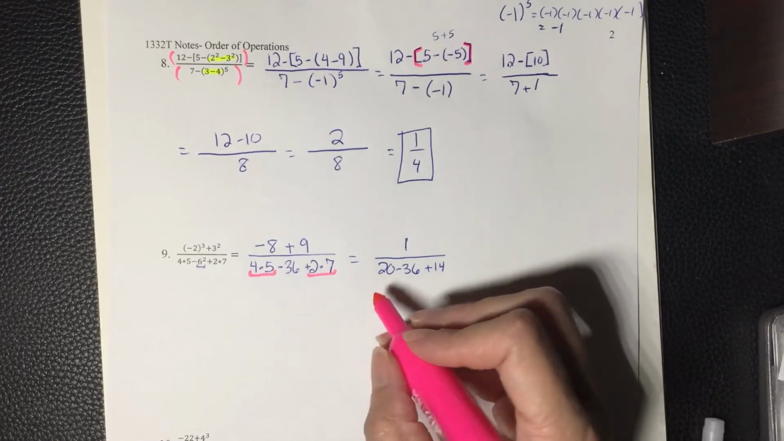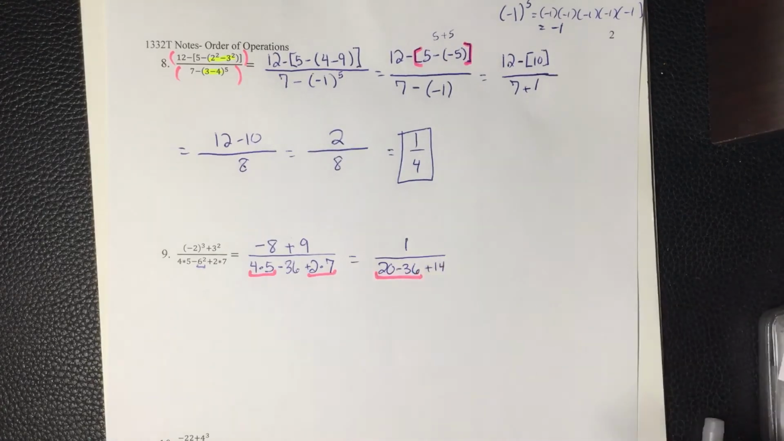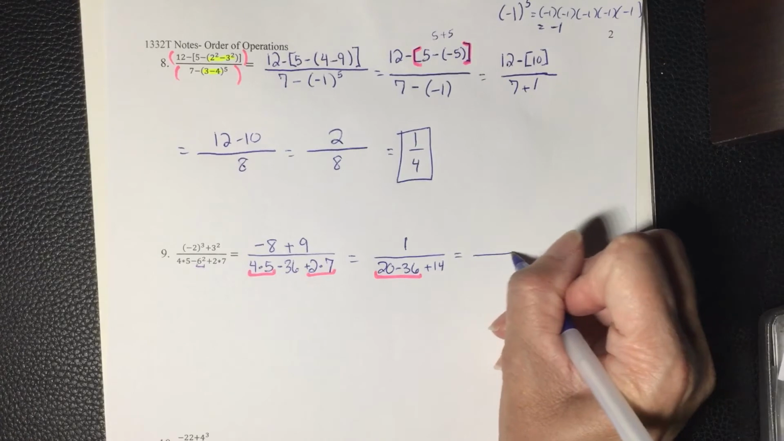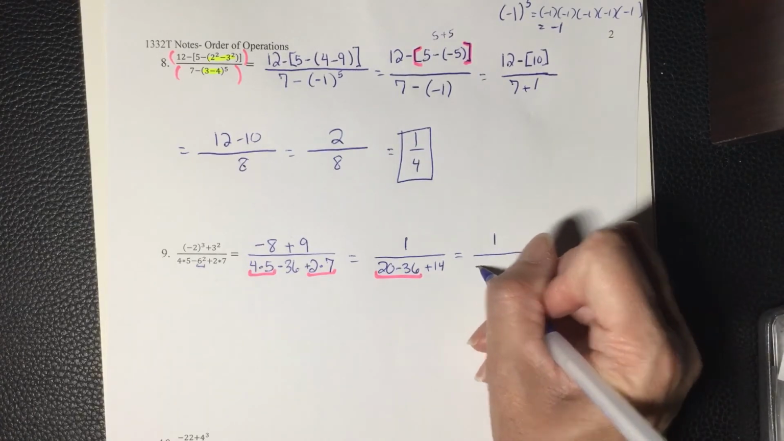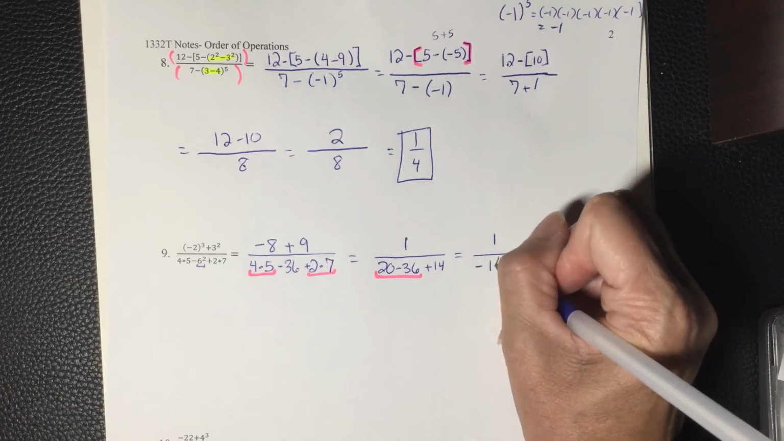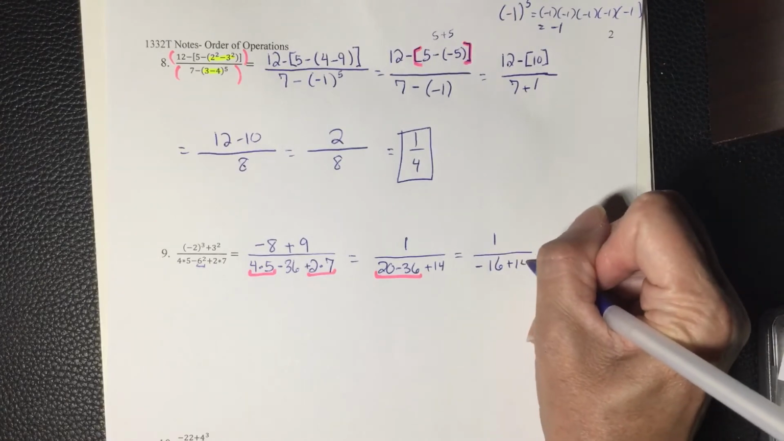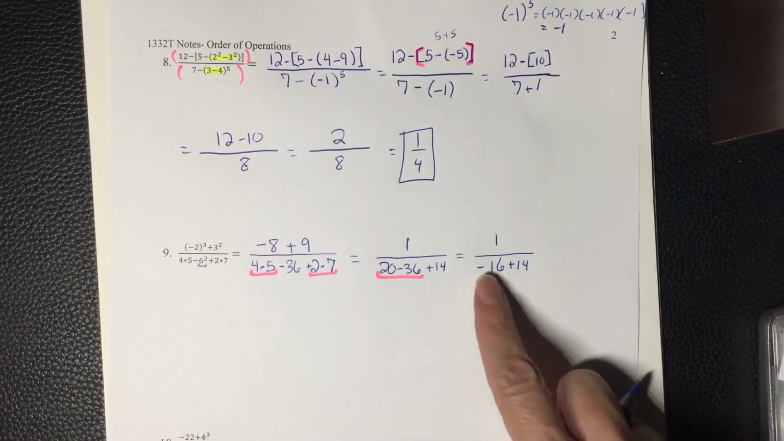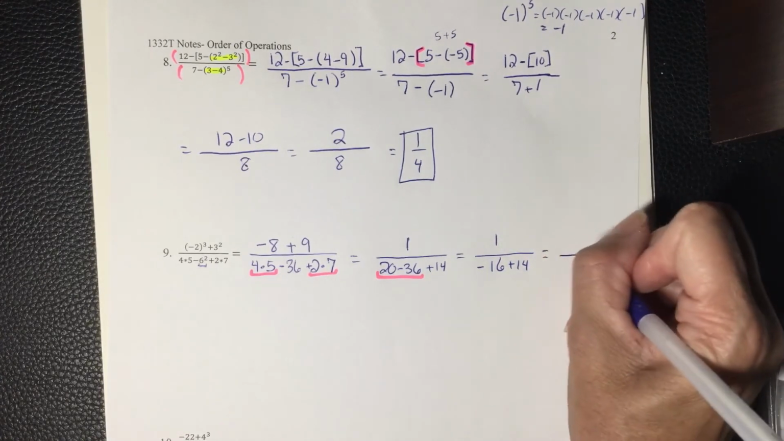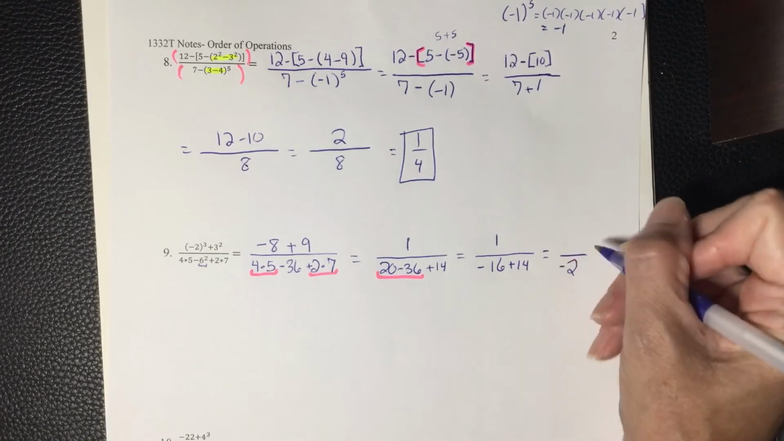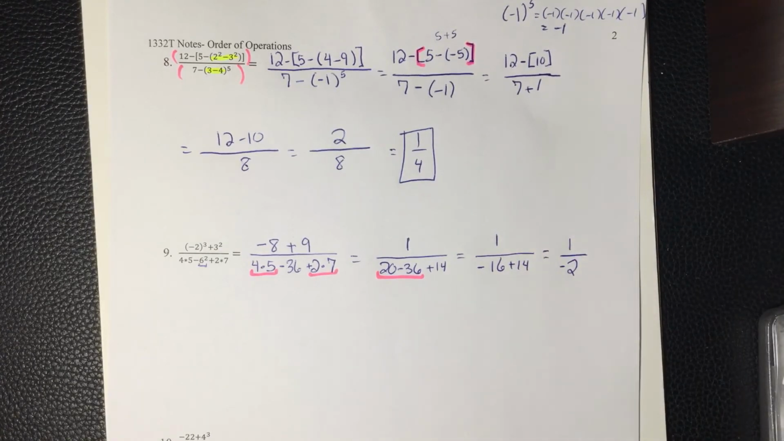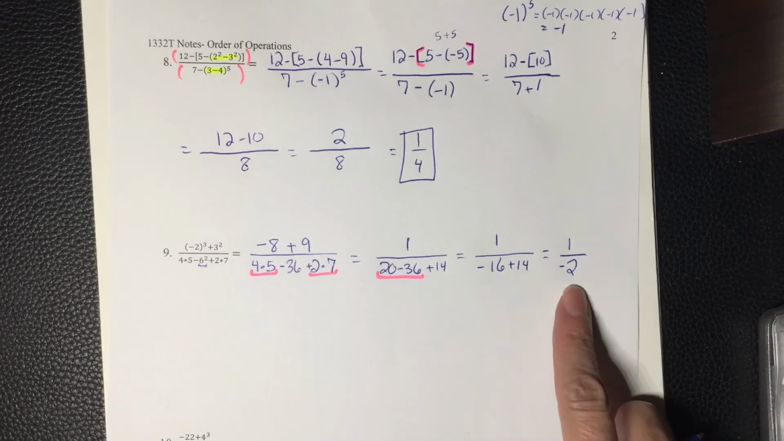So now I need to be really careful. I need to go left to right. 20 minus 36, signs are different, so I subtract. 36 is bigger, so I keep its sign. I get negative 16 plus 14. Again, the signs are different. I subtract. 16 is bigger, so I keep its sign. Okay, and I get an answer of -1/2.